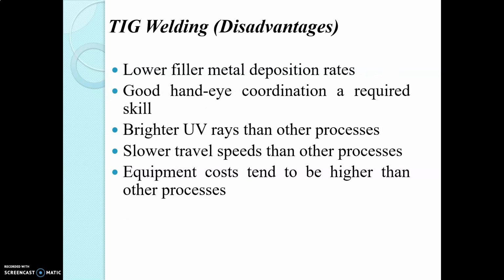And some of the disadvantages are a lower filler metal deposition rate. Good hand-eye coordination is required, so a high skill level is required for this kind of welding process. Brighter UV rays than other processes, so they may harm. Then slower travel speeds than other processes, and the equipment cost is high compared to other processes. So these are some of the disadvantages of this process.